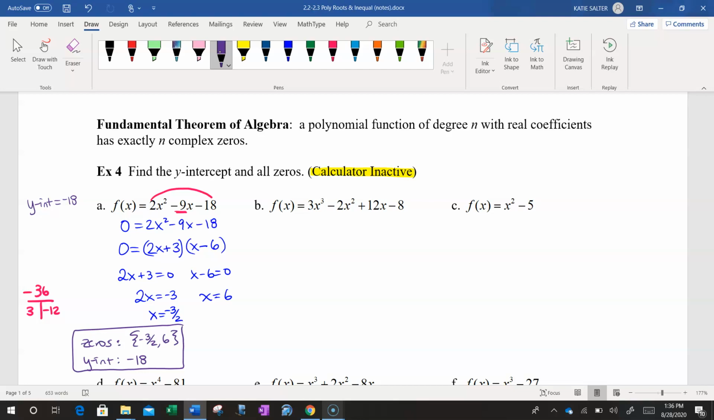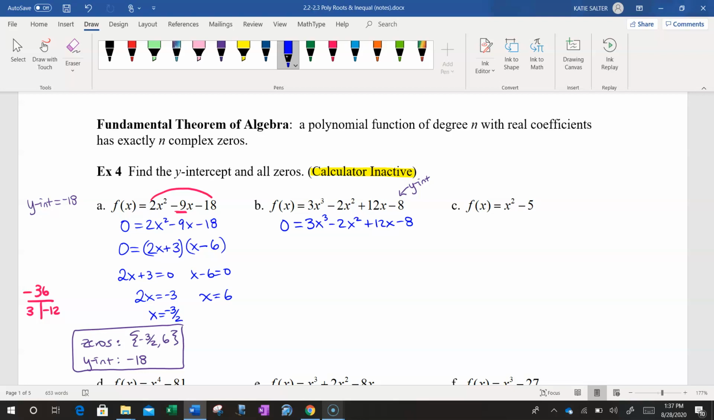Okay, so looking at the next one, again, it's in standard form. So we automatically know that the constant term is going to be the y-intercept. Okay, so we want to find those zeros. So we set this function equal to 0. So we're going to say 0 equals 3x cubed minus 2x squared plus 12x minus 8. Recall, the reason why we do that is because f of x represents y. And anytime we want to find the x-intercepts, y is 0.